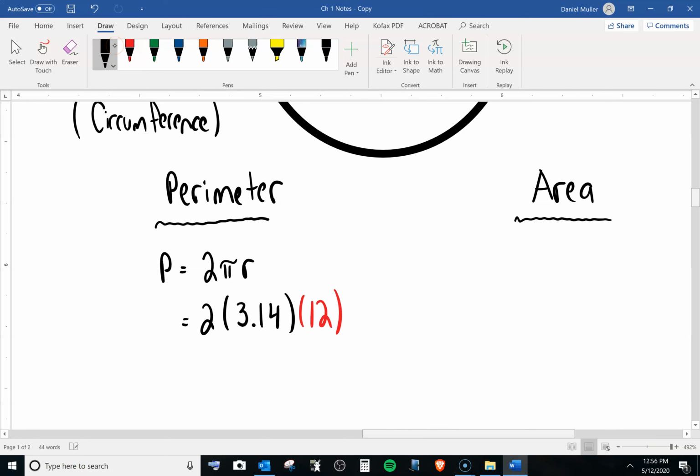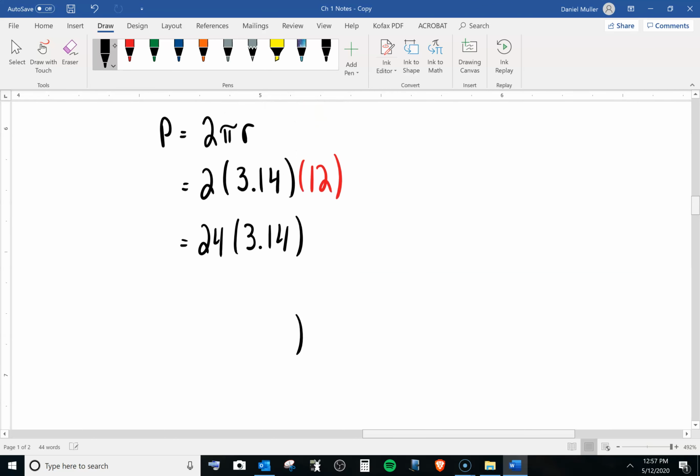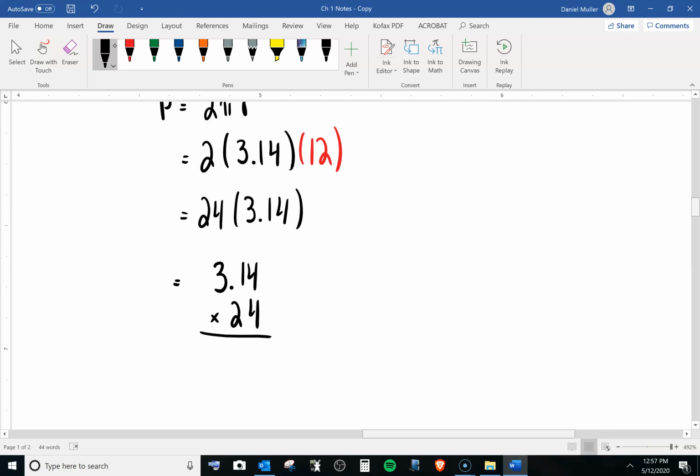So my radius is going to be 12. I like to multiply the things that I know right away. So 2 and 12 is going to get me 24 times 3.14. This is something that I can't really do horizontally, so I'm going to have to do this vertically. 3.14 times 24. I've got 2 decimal places here. I'm just going to remember that. I could move this over 2 to get 314, but I'll just leave it there.